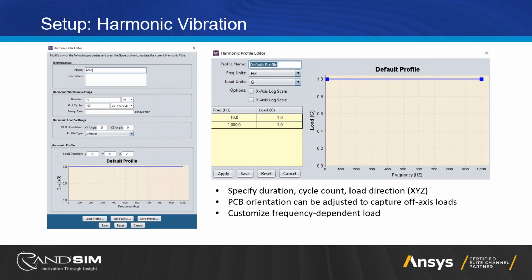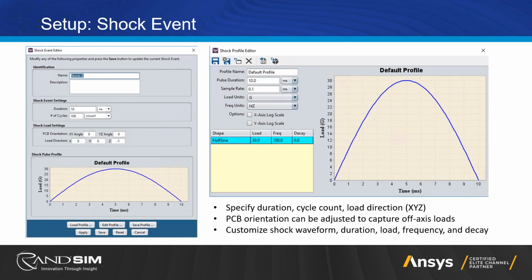And just like in the other vibration analysis, you can customize and save these profiles as well as orienting it off the PCB axis. And then the last primary setup that we have here is the shock event. And so this one's kind of neat because this one has a lot of user customization associated with it. So just like the other ones, you have your load direction, your PCB orientation, your duration, the number of cycles. But what's cool is that when you're actually going into the editor, you aren't limited to just a assignment of this. So you can specify your frequency, you can specify your load in G's.